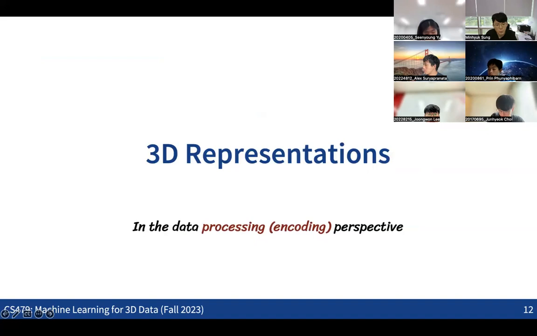Do you have any thoughts for the representation of the 3D data? What would be the best way to represent the 3D data with numbers? That's the first question. Do you have any answers for this? This is one of the quizzes.